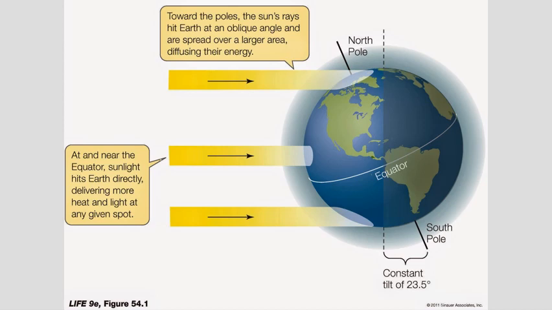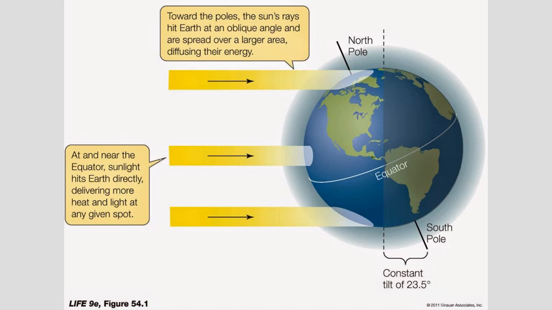Latitude, you all know, is the angular distance of a place north or south of the equator. And all of us know that as the latitude increases, the temperature decreases. Lower the latitude, higher the temperature. Higher the latitude, lower the temperature.